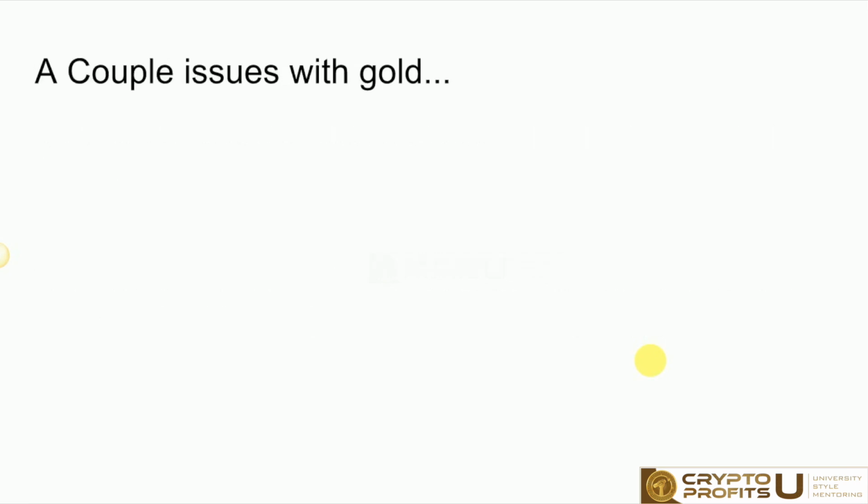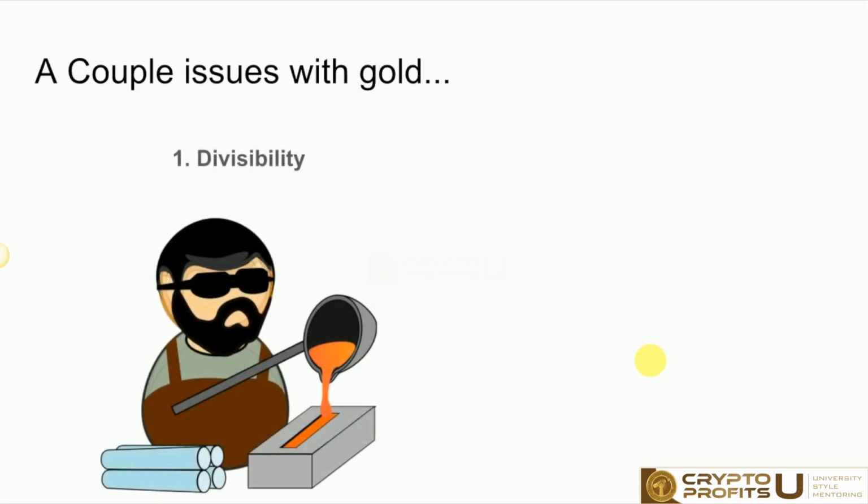Now there are a couple issues with gold. I want to point out two of them. One is the divisibility of it. It's very hard to divide. Now, obviously, you can make 1 gram, 1 ounce. You can turn a pound into many grams, but it takes a lot of work. You see, we have a blacksmith here, and he has to melt it down and then turn it into ingots, purify it. The divisibility isn't that easy.